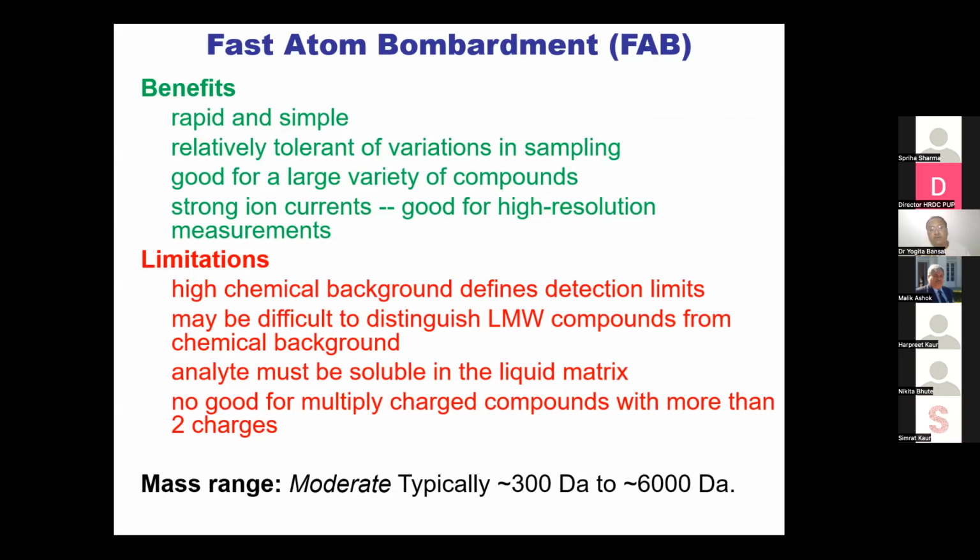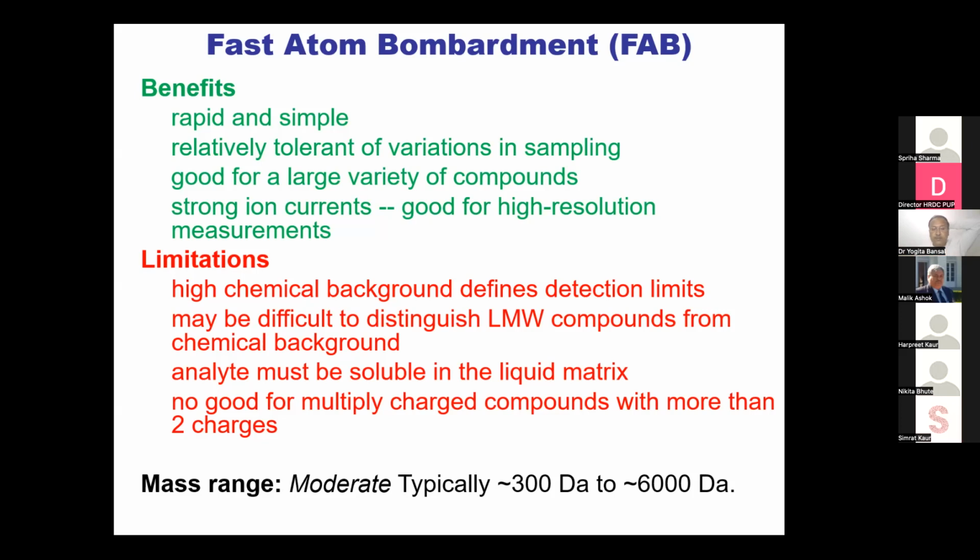High chemical background defines detection limits. Now, where is this background coming from? From the matrix in which we are dissolving the solute. The solute has to be soluble in the matrix; only then can it be analyzed. This is another limitation. As the atom is bombarded on the matrix, such as glycerol, the molecule will get ionized, and the solvent will get ionized.